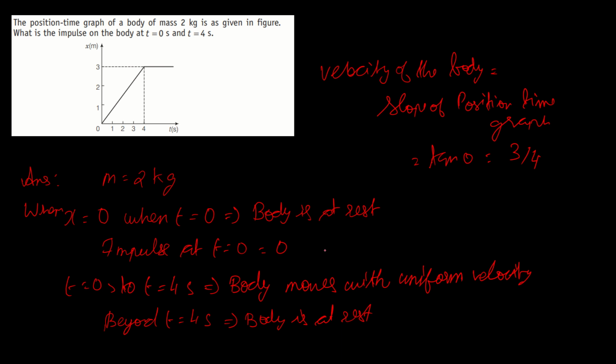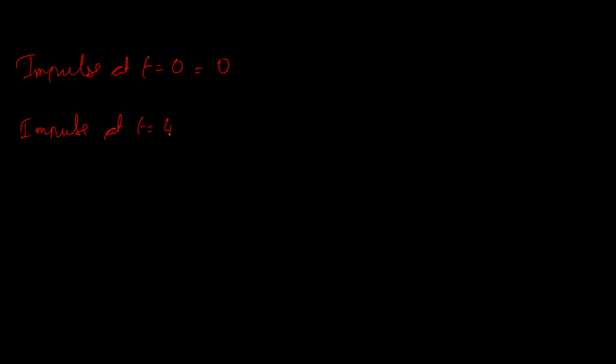What is the impulse of the body at t is equal to 0 second? We have already found it as 0, right? Now we have to find the impulse of the body at t is equal to 4 seconds. Let me check whether we have it on the next page. We have already found that impulse at t is equal to 0 is 0. Now we have to find the impulse at t is equal to 4 second.